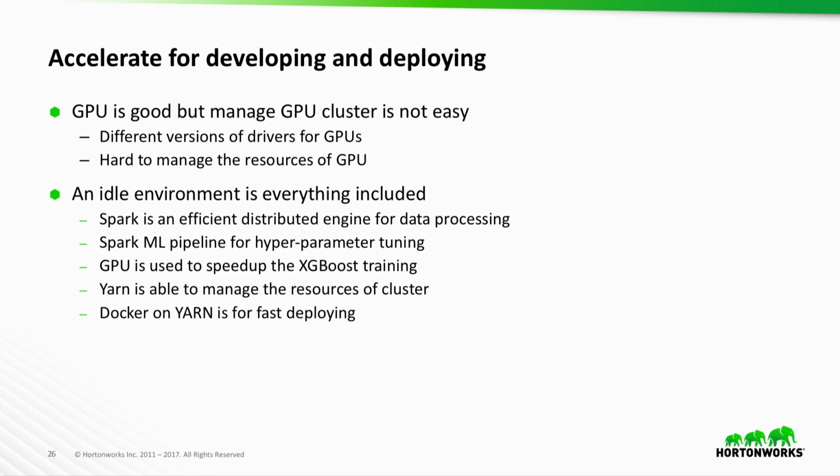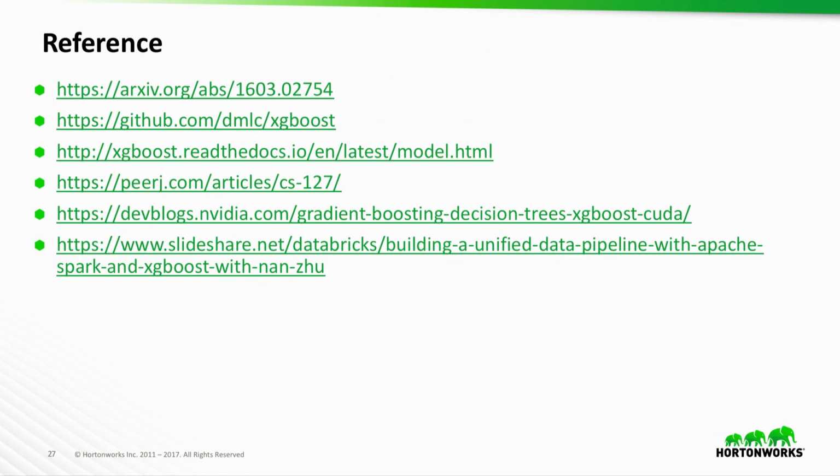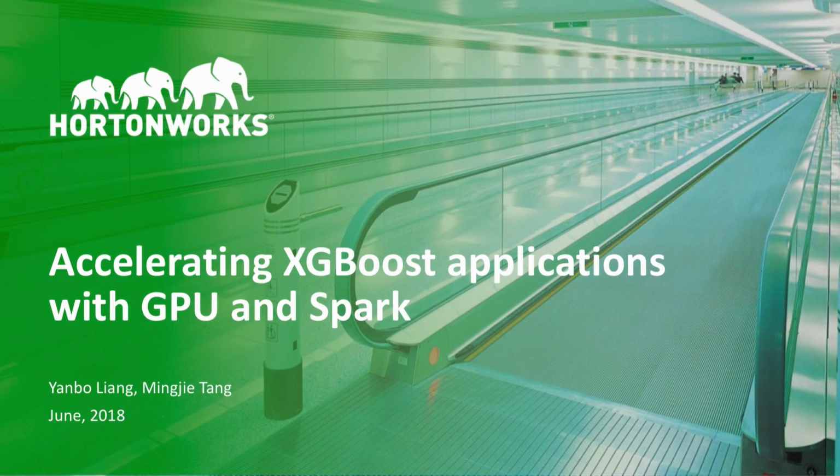Currently Spark can run on Yarn, and Yarn can support Docker. So we can deliver a Docker image, which includes all the necessary libraries for XGBoost and even other libraries. Then we can run the Spark XGBoost integration job on the Docker image on Yarn. That will make it work better, and it's very easy to use for data scientists. You just need to specify what kind of Docker image you want to use. Okay, this is the reference. Do you have any questions?